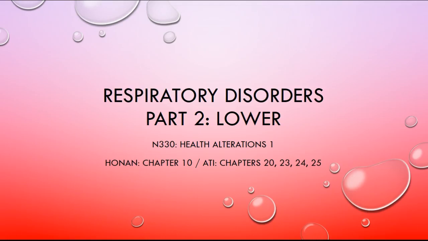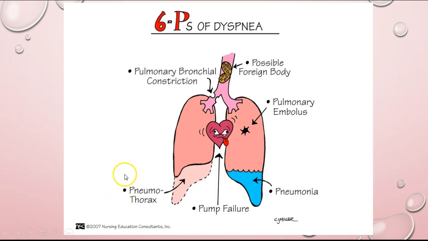We are going to do a review of the respiratory disorders, part 2, where we're going to talk about what happens in the lower part of the respiratory tract. Really, that is where the magic happens, gas exchange. So obviously any conditions that cause problems are going to affect breathing and O2 exchange. Just remember your 6 P's of dyspnea, and you can take a few moments to look at this.